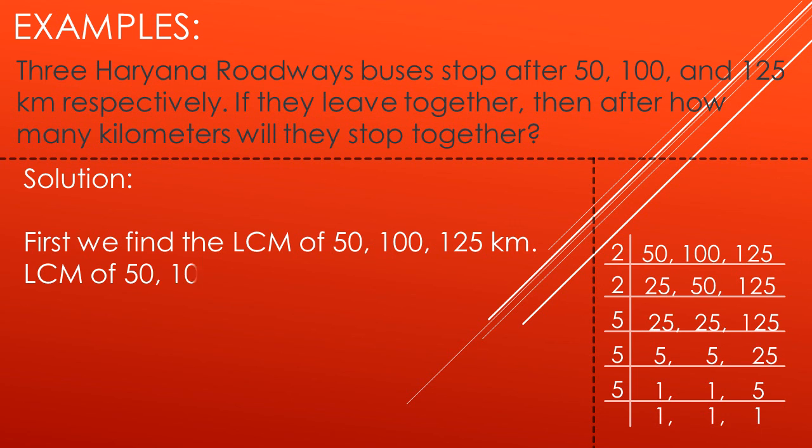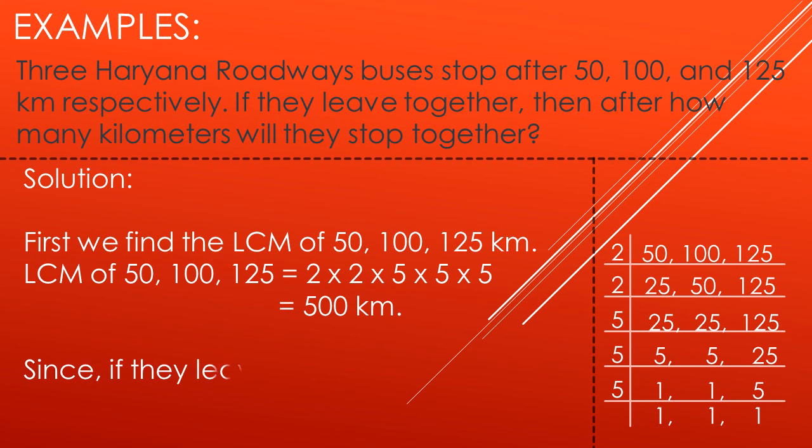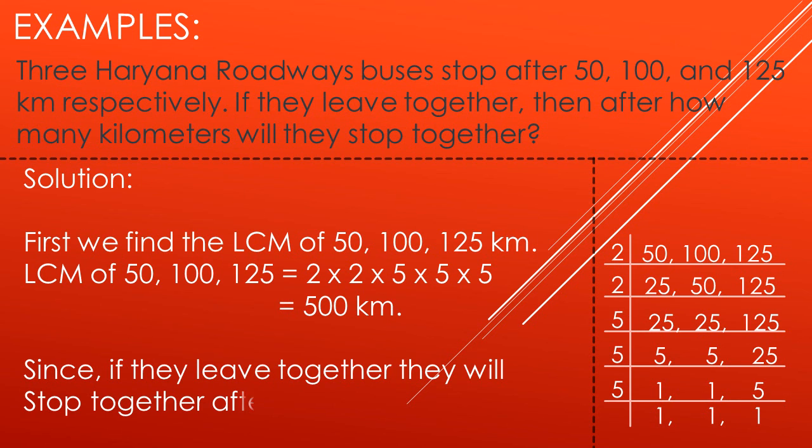So the LCM of 50, 100 and 125 is equal to 2 multiplied by 2 multiplied by 5 multiplied by 5 multiplied by 5. Do the multiplication. 2 2s are 4, 4 5s are 20, 20 5s are 100 and 100 5s are 500. So the LCM is 500 km. Since they leave together, they will stop together after 500 km.